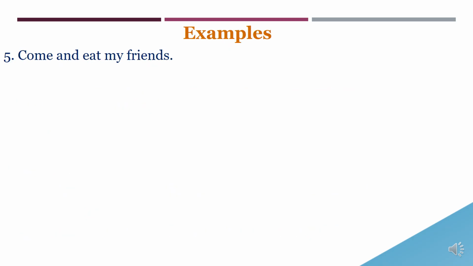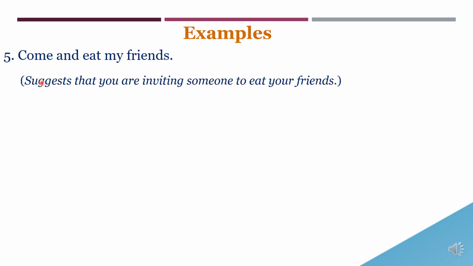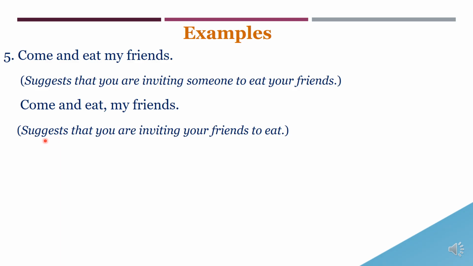Next example. Come and eat my friends. Now, what does this sentence suggest? It suggests that you're inviting someone to eat your friends, which is not true. Okay? So, now place a comma after come and eat and read the sentence again. Come and eat, my friends. Now, what does this sentence suggest? It suggests that you are inviting your friends to eat.